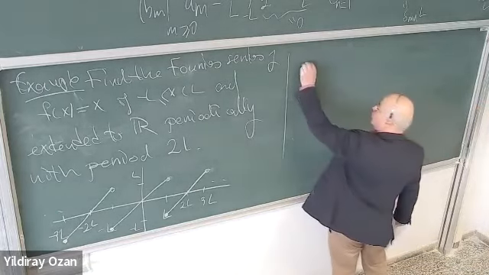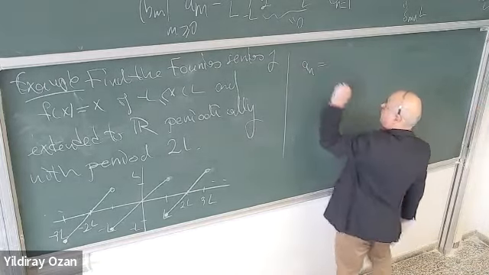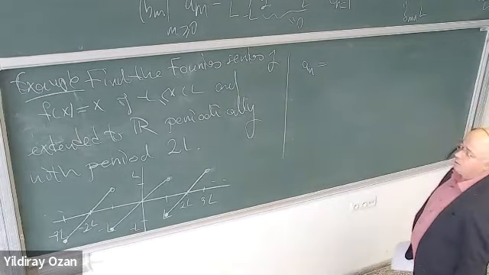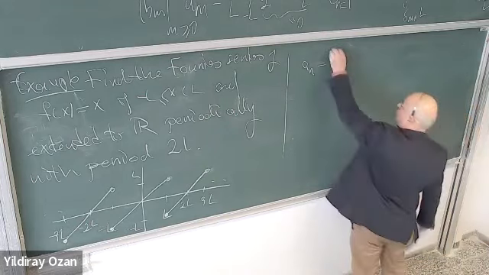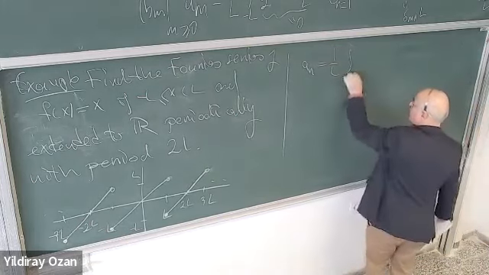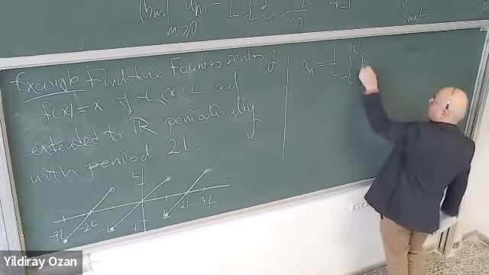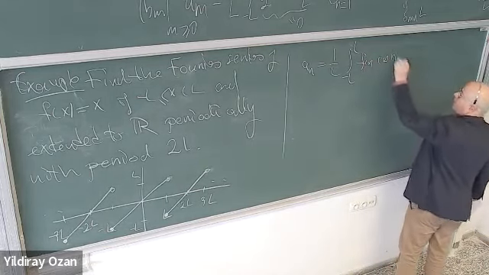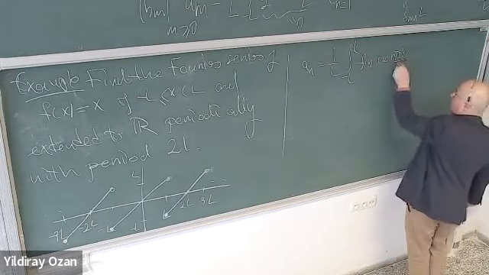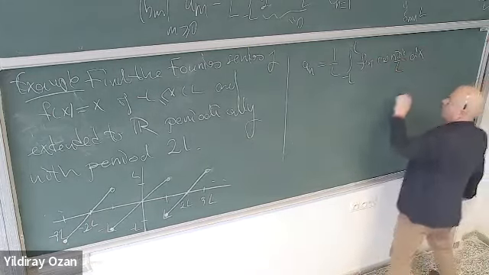Okay, so a_n is what? a_n, or a_0, is 1 over L times the integral from minus L to L of f of x times cosine n pi x over L dx. Okay.